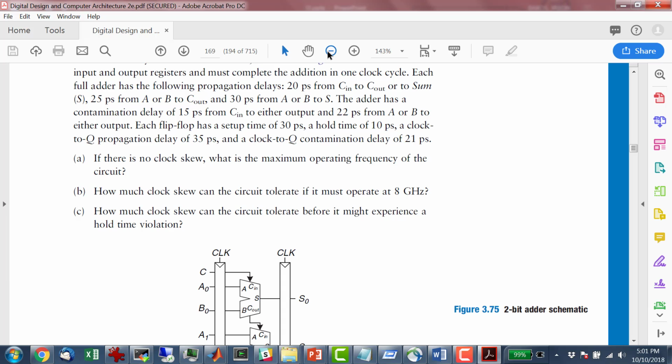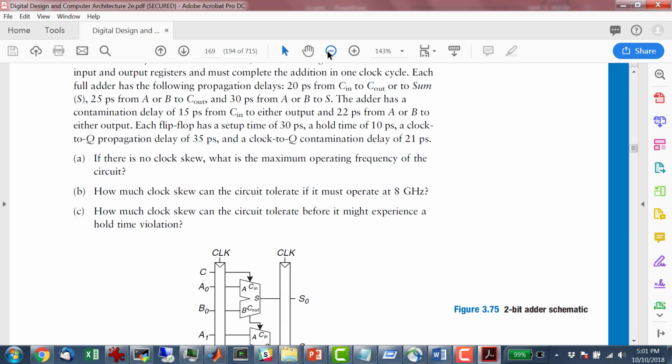Right, so in order to get C out, I need 25, right? I need 25 picoseconds to get to C out. I mean, there's also C in to C out, but that's shorter, that's 20. So I have two options, 20 or 25. I'm going to take 25 because that's the longer one. I'm trying to find the worst case delay. So 25 is the worst case delay to get to C out.